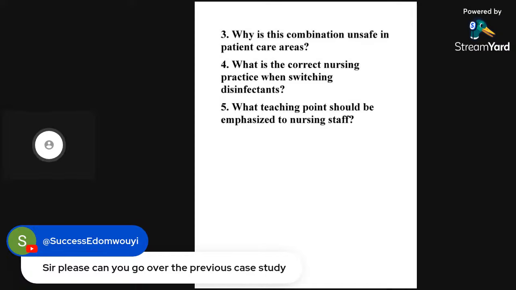Somebody says, sir, please come again with number 5. What teaching point should you emphasize to nursing staff? Let them not mix disinfectants. They should not. That's the teaching point.